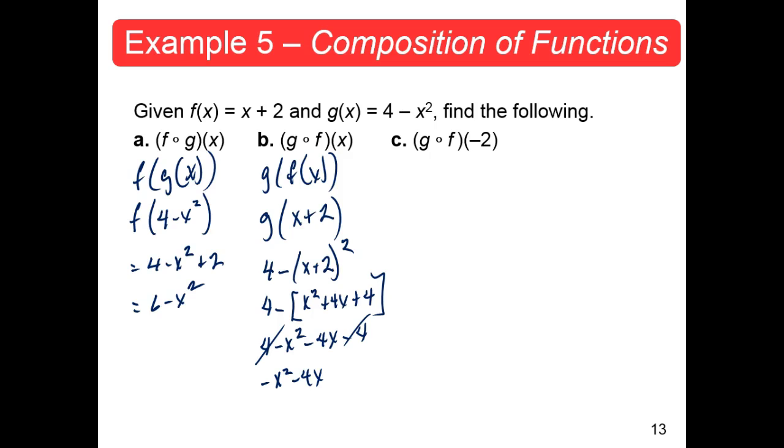All right. Any questions on that? The last one asks for g composed with f of negative 2. What in the world is that? What is g composed with f? That's what we just did here. So this would be negative, open parentheses, negative 2 squared, minus 4 times negative 2. Bunches of negatives in there. Let's be careful with them. Okay, how do we begin here?